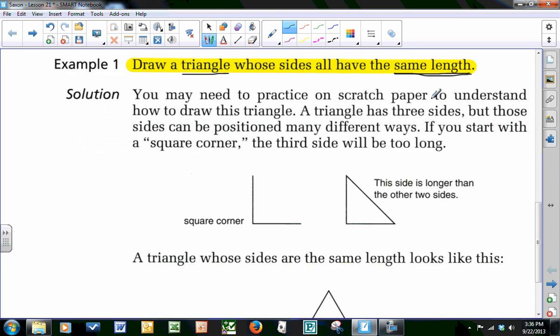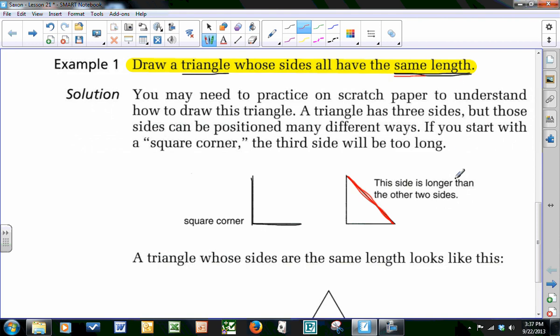It's not as easy as it sounds because what a lot of people want to do is they want to start off by drawing this corner. They draw a line down and then they draw a horizontal line and they think, oh, I'll just connect these two. And if you did that, you'd end up with a triangle that looks like this. And it certainly is a triangle. It has 3 straight sides. However, this side right here, it's longer. It's just slightly longer, not a lot, but enough to count. It's slightly longer than the other 2 sides. And remember, we have to draw a triangle where all the sides have the same length.